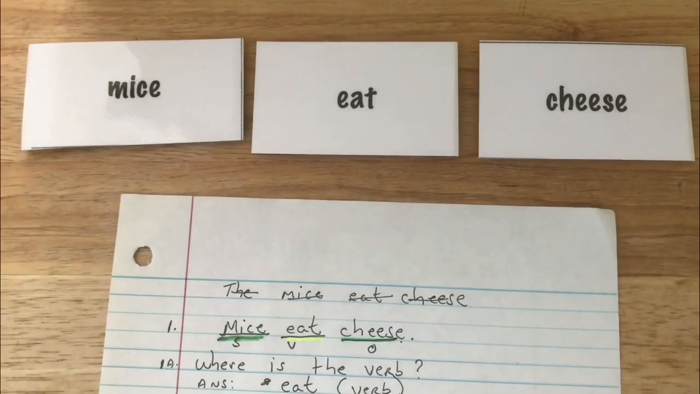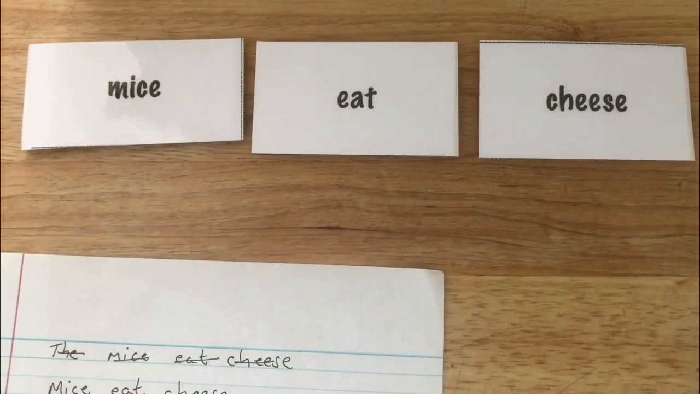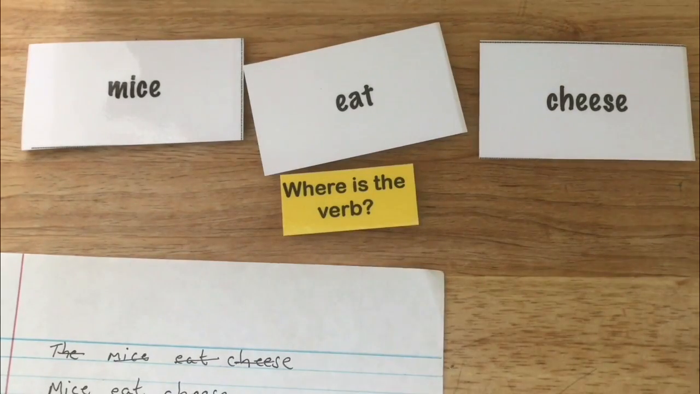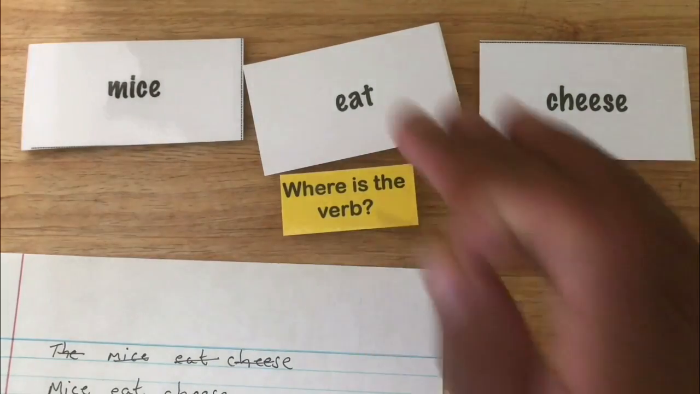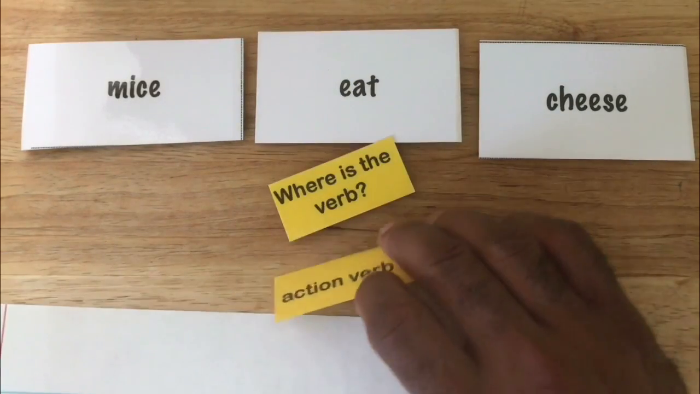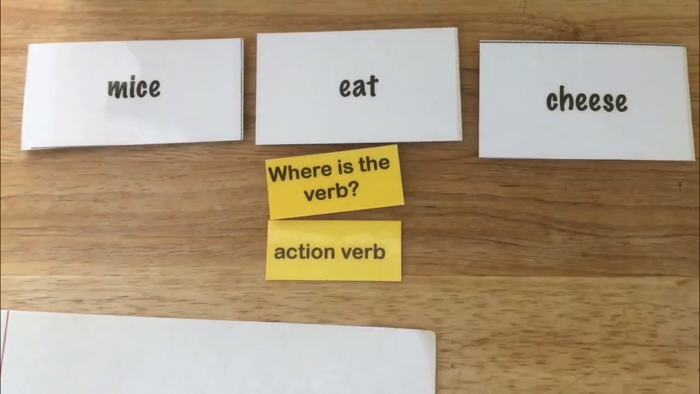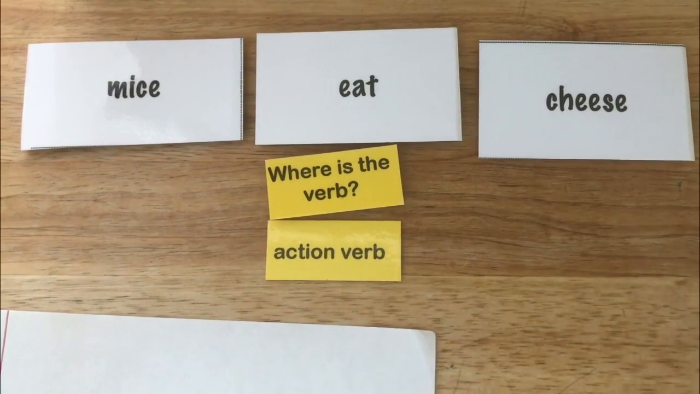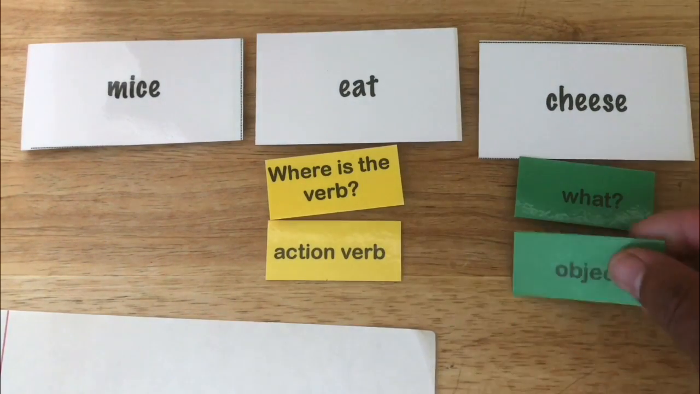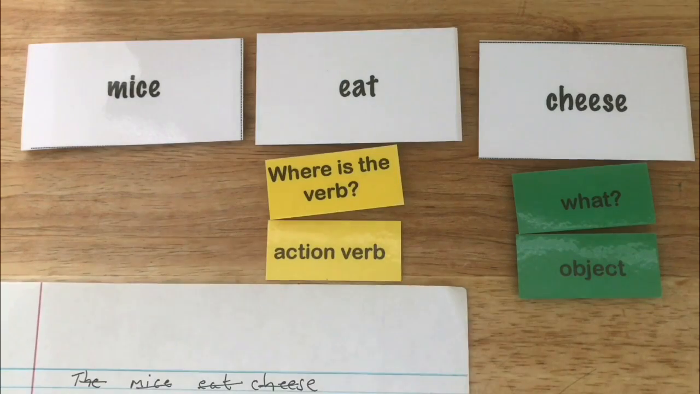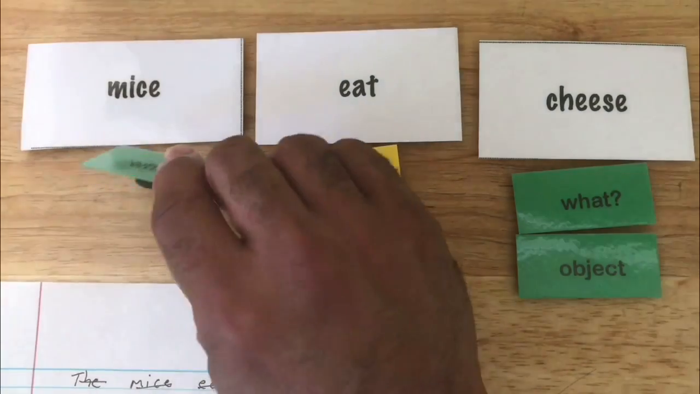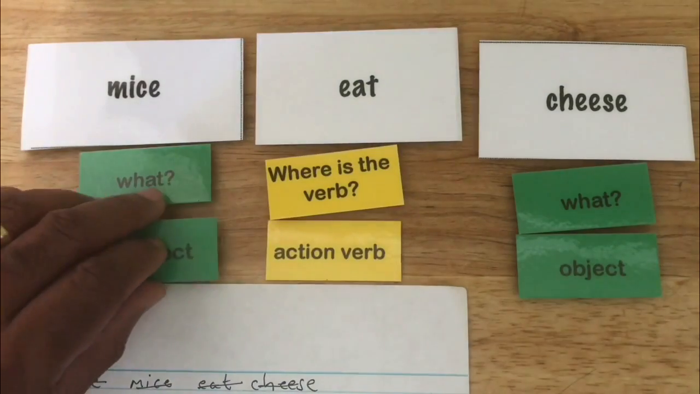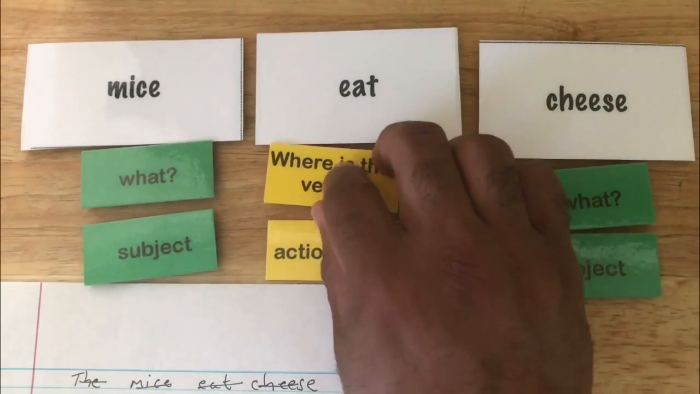So that's my sentence. And I know where the verb is. Now I'm going to try to label my sentence just so you can see it. Where's the verb? I have that there. I know it's an action verb. Okay, so that's labeled also. And I know that this answers eat what. So that is going to be my object. But I also know that this answers who or what eats. And so that's going to be my subject, okay? So that's how your deck is going to look.